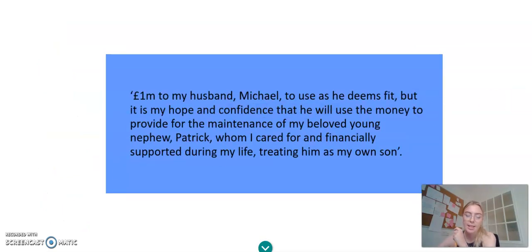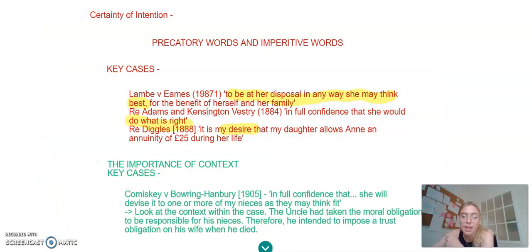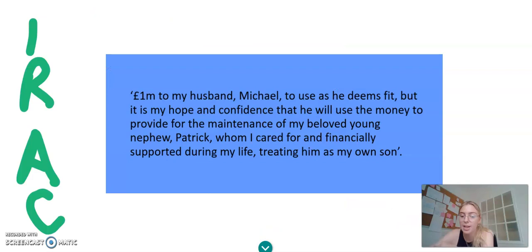Now, in contrast, we're going to have a look at another case. So again, the importance of IRAC. The issue is the same as last time, and the relevant authority here is essentially the same provision, but we've added on: whom I cared for financially and supported during my life, treating him as my own son. Now, the relevant authority that this draws connotations to and reminds you of is Comiskey v Bowring-Hanbury.